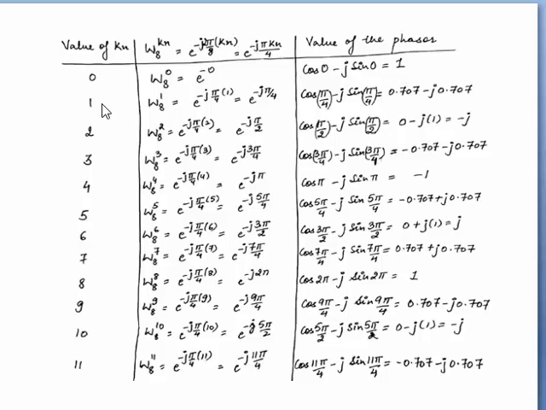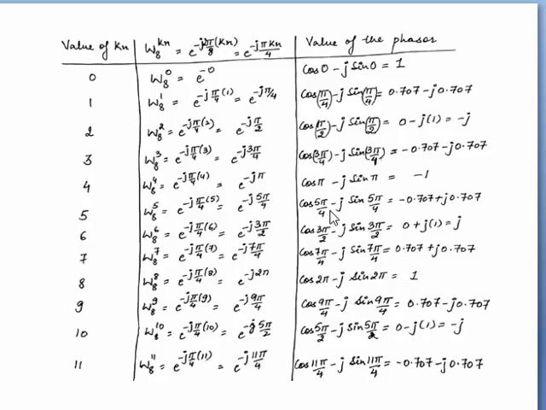Next, put kn is equal to 1. Twiddle factor raised to power 1 is equal to e raised to power minus j pi by 4. It becomes cos pi by 4 minus j sin pi by 4. Already we discussed in the previous slide, that is equal to 0.707 minus j 0.707. So we can find all the values by putting different values of kn, that is 0 to 11. Now 8-point DFT means 0 to 7. The range of k is 0 to 7. The range of n is 0 to 7.